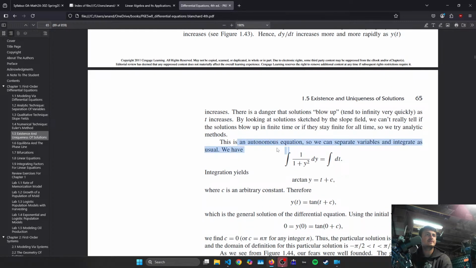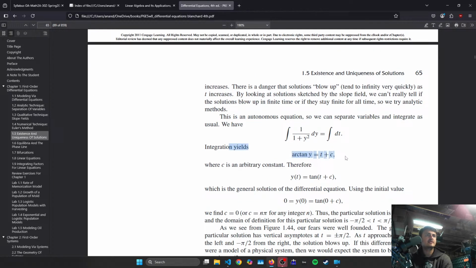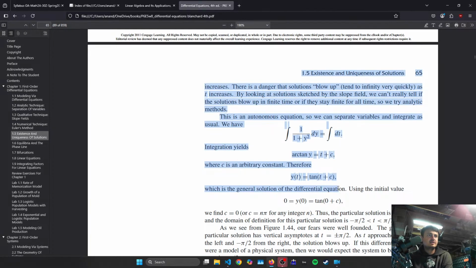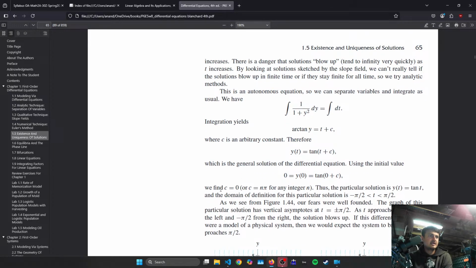This is autonomous, so we can separate and integrate. Then we get this, and then we get tan, which is the general solution of the differential equation. The IVP, so then we get tan C. So C is equal to 0 or n pi. Thus, the particular solution is y of t is equal to tan t.